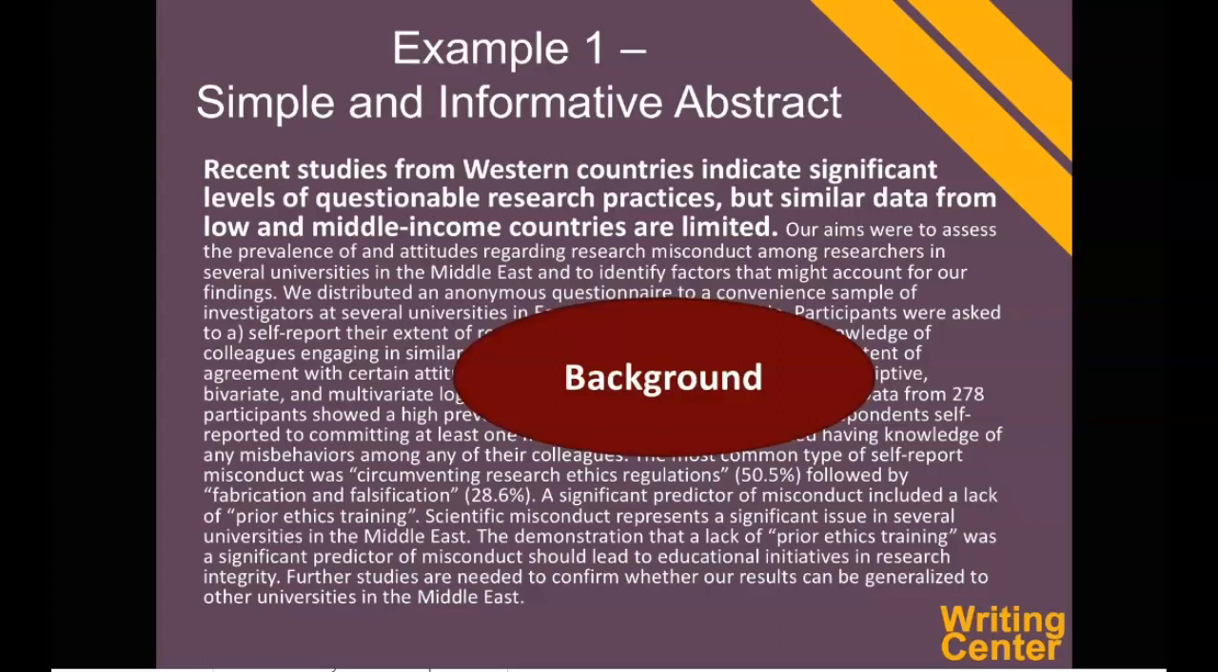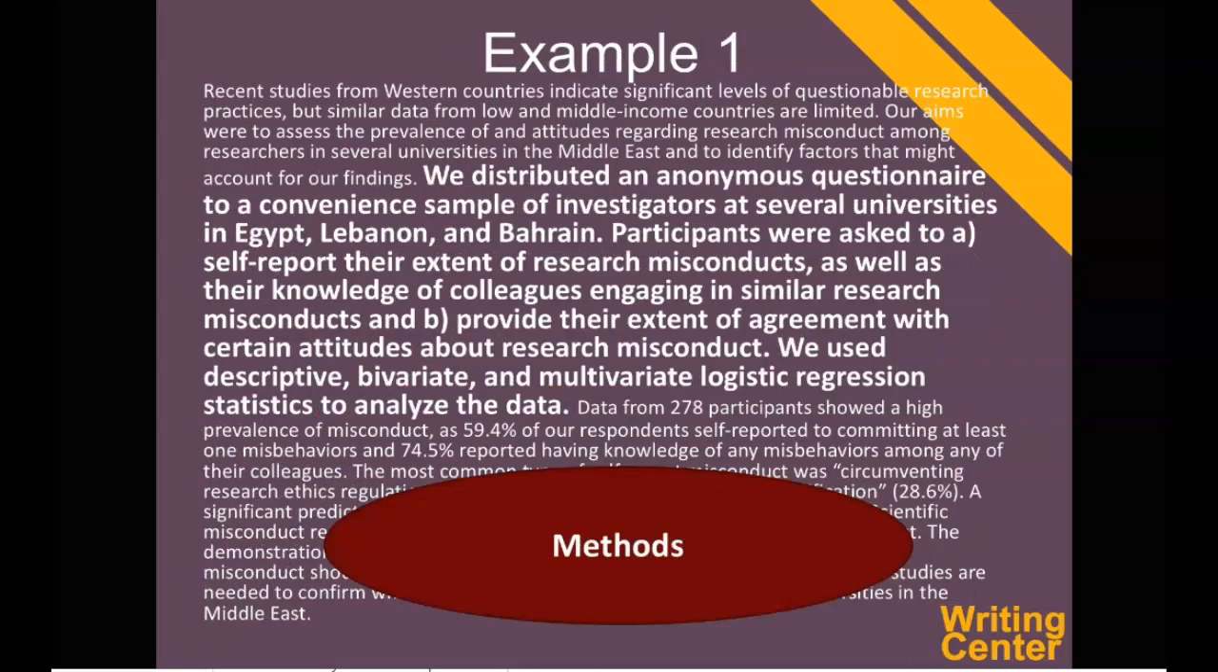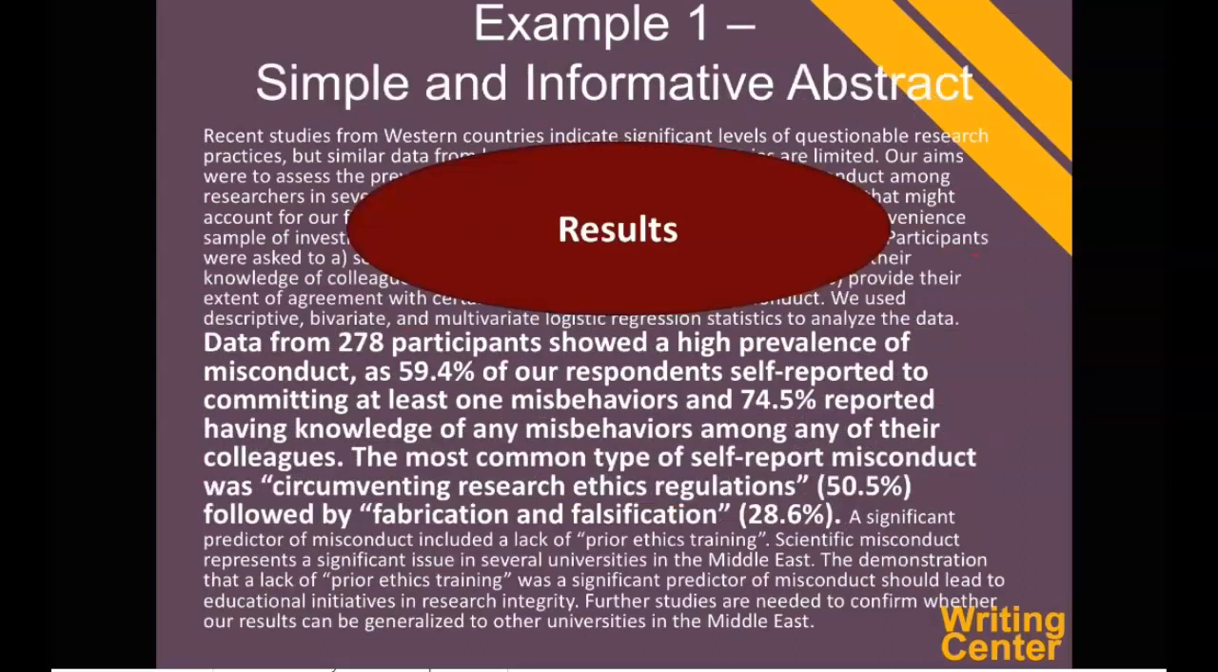The first sentence provides the background: recent studies from Western countries, and so on. You've maybe read this part so many times, or this information so many times. The next sentence clearly presents the hypothesis, the aims, the research question, and so on. So the first two sentences come straight from the information that's usually in the introduction of an article. Then the next, I think this is all one long sentence if I remember correctly. Yes, it is indeed. This comes from the method section: we distributed an anonymous questionnaire and so on. A, B, this helps structure it a little bit. So anything you can do with this kind of big text, the structure helps. And then here are the results. So here are our 2 sentences for the results.